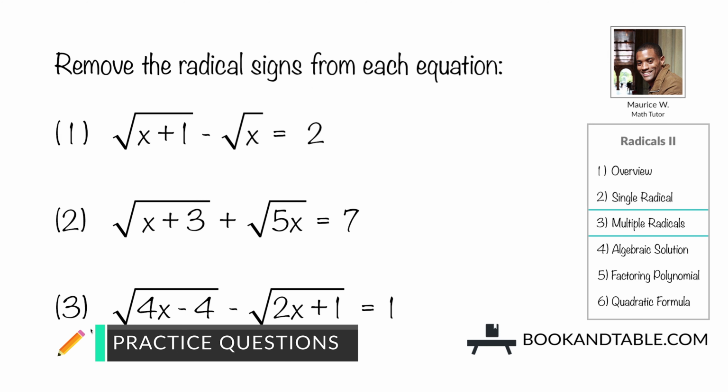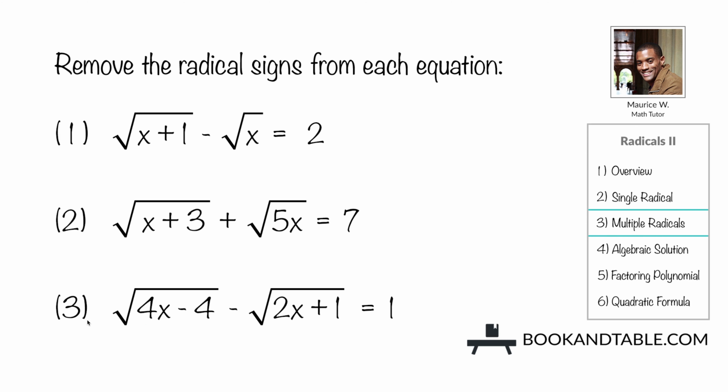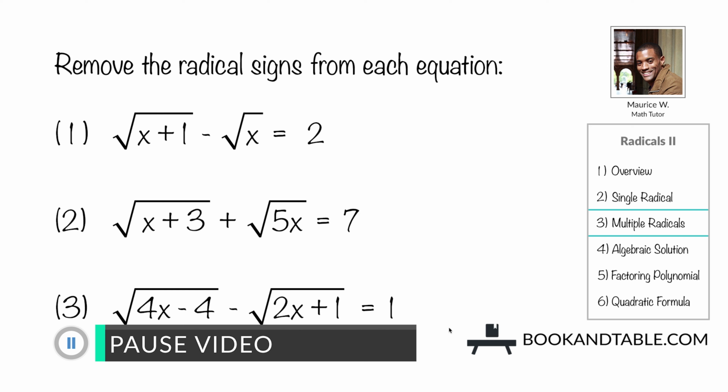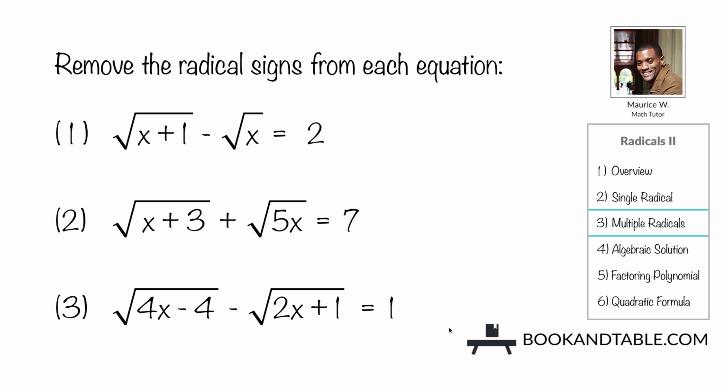Let's have you do a few practice questions. Remove the radical signs from each equation. Question number 1, the square root of x plus 1 minus the square root of x is equal to 2. Question number 2, the square root of x plus 3 plus the square root of 5x is equal to 7. And question number 3, the square root of 4x minus 4 minus the square root of 2x plus 1 is equal to 1. Pause the video, answer these questions, and then press play when you are ready to begin.